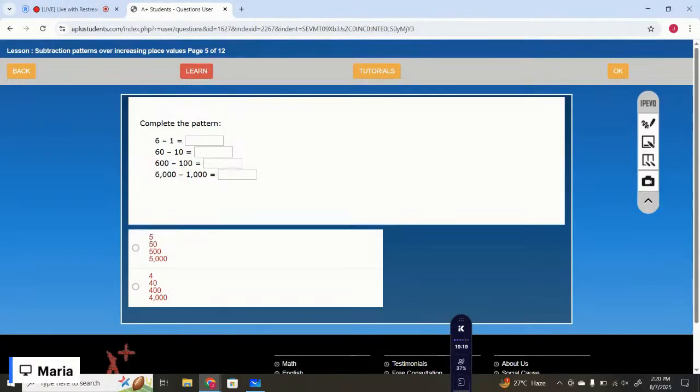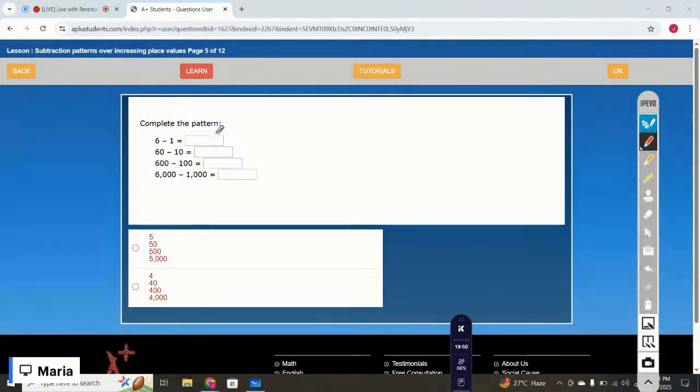Complete the pattern. 6 minus 1 equals 5. 60 minus 10 is 50. 600 minus 100 is 500. And 6,000 minus 1,000 is 5,000.